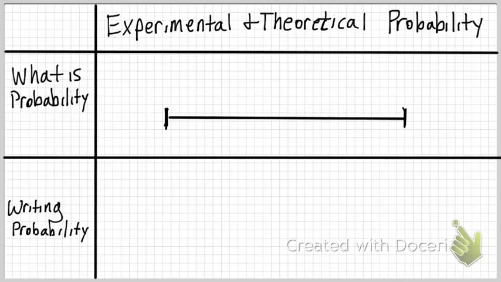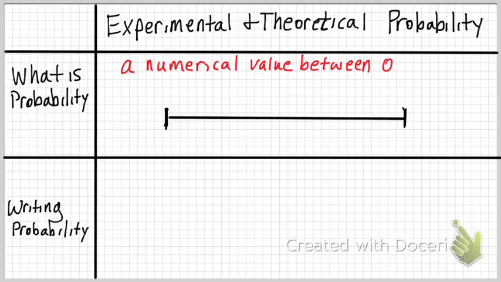Well, probability is just a numerical value from 0 to 1 that measures the likelihood of an event to occur. So it's a numerical value between 0 and 1 that measures the likelihood of an event to occur.